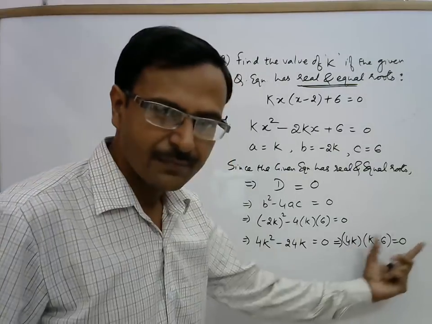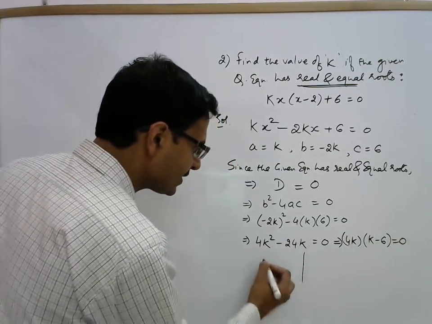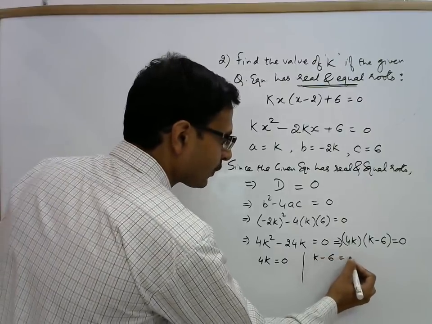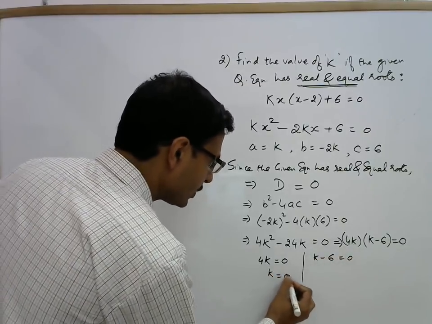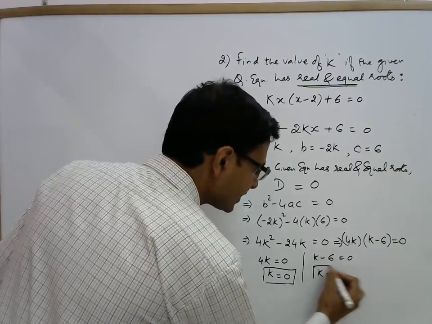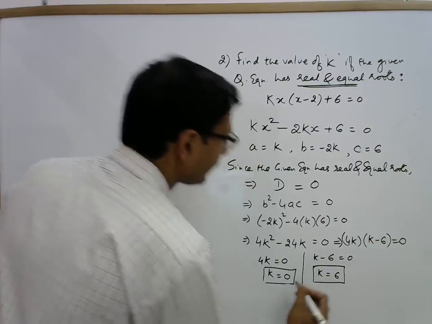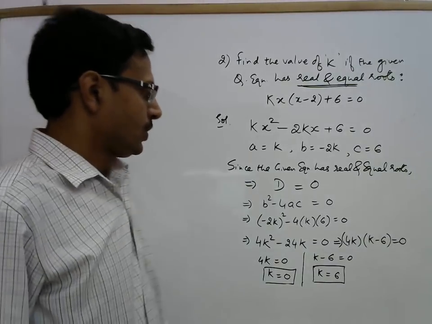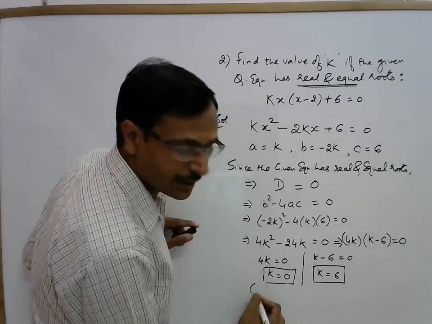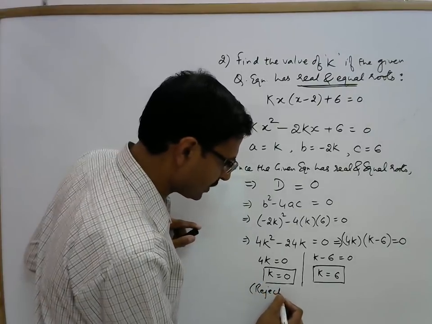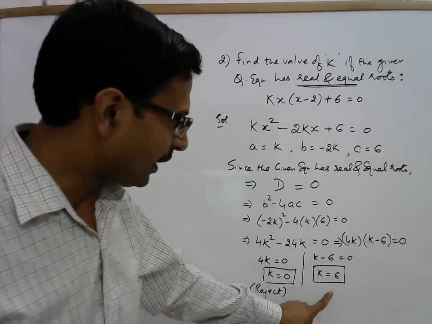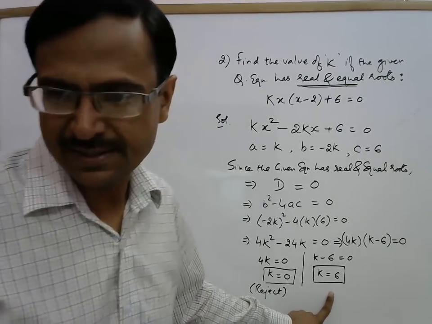The product is 0. So whenever the product of two factors is 0, then we can put them separately equal to 0. So from here you get k equal to 0. This is the first answer. And from here you get k equal to 6. This is the second answer. So here you can reject this. Students, you have to reject this. Just see why we are rejecting this and getting the value of k as 6.